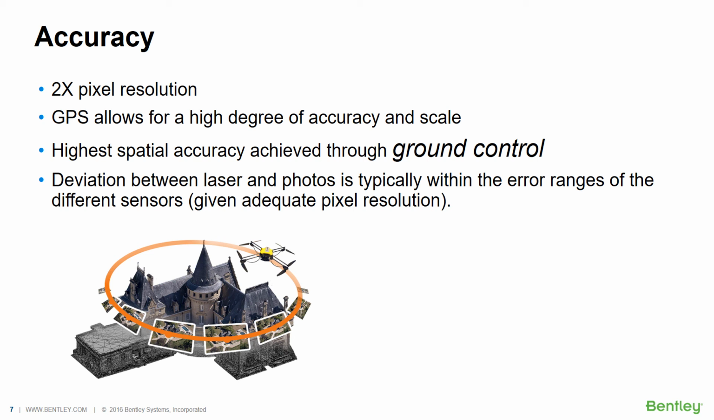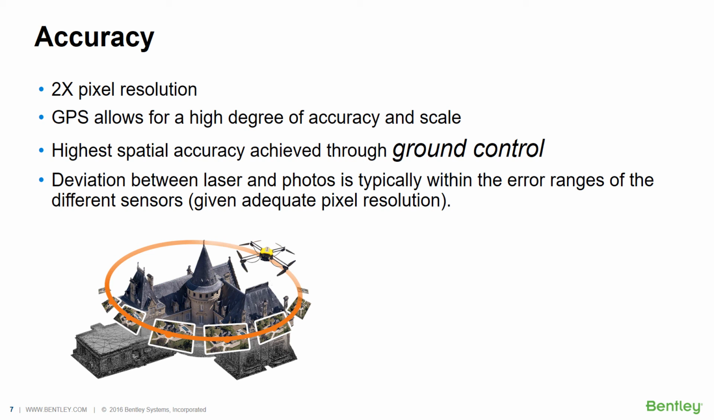And you can get a great deal of spatial accuracy through adding in photographs from the ground. So with some ground control here, you can really increase your spatial accuracy. So we're getting to the point where this type of photography is so accurate that the difference between this and lasers is really within the error range of the sensors.